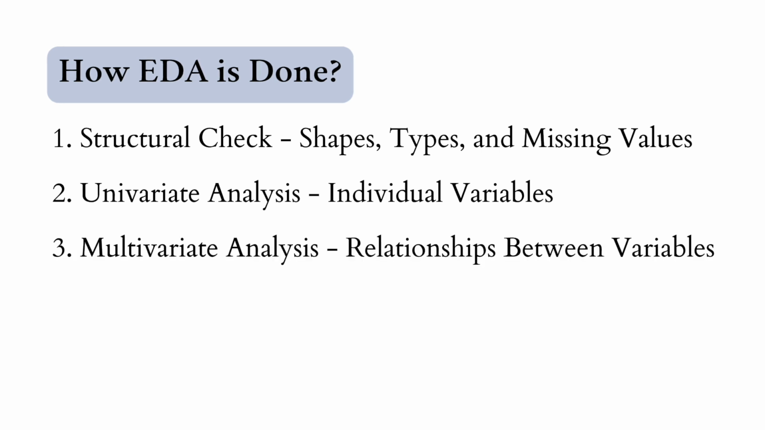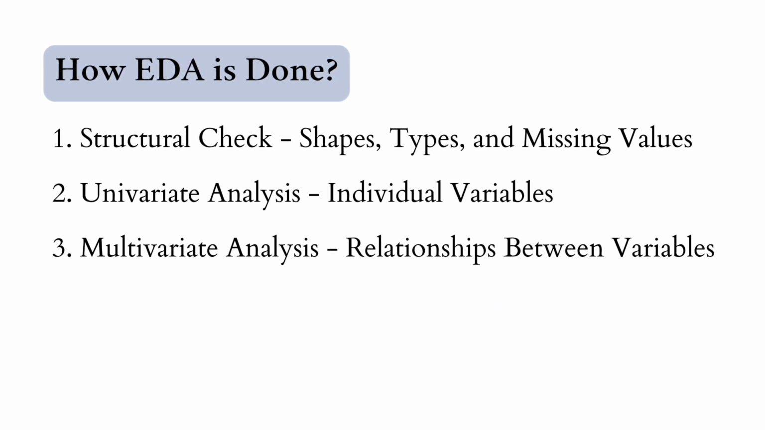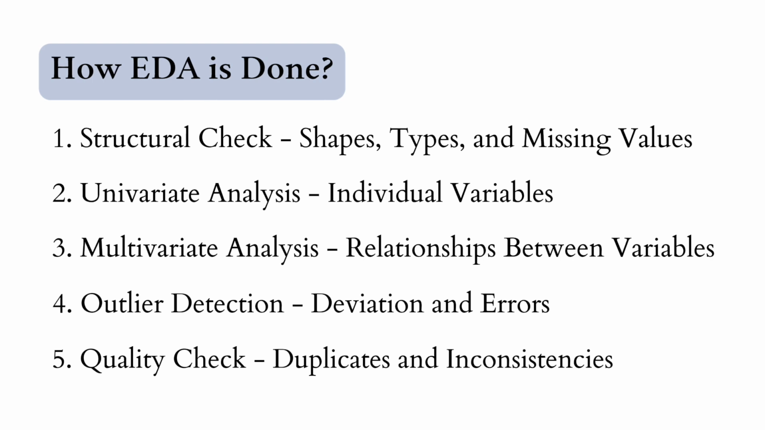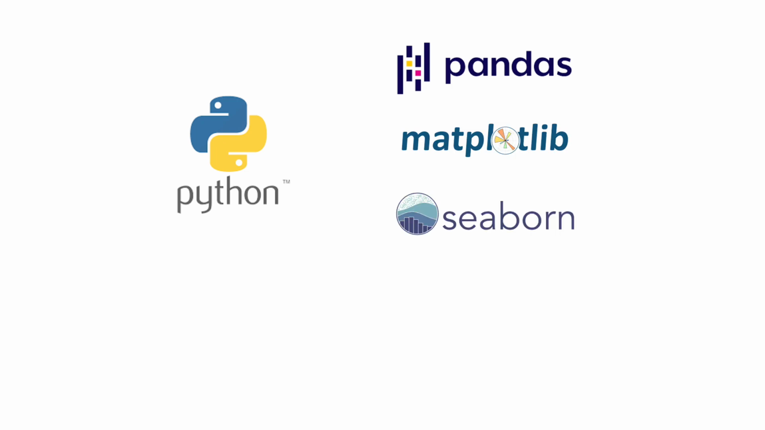Then we move to multivariate analysis. Examine relationships between variables using scatter plots, correlation matrices, or grouping data to see how different factors interact. After that, it's important to check for outliers, values that stand out from the rest. These might be errors, or they could point to something worth investigating. And finally, we do some basic data quality checks, like spotting duplicates, inconsistent formats, or anything else that could cause problems later on. In tools like Python, this process is typically done with libraries like Pandas, Matplotlib, and Seaborn.